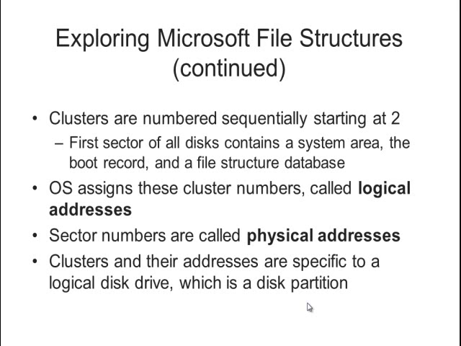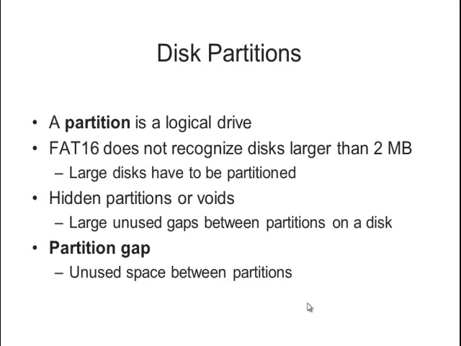A partition is a logical drive. The FAT16 file system does not recognize disks larger than 2 megabytes, so large disks have to be partitioned into smaller sections. Hidden partitions or voids are large unused gaps between partitions on a disk drive. A partition gap is the unused space between partitions. A disk editor utility could be used to alter information in a disk partition table to hide a partition.